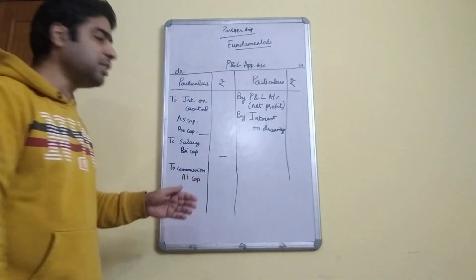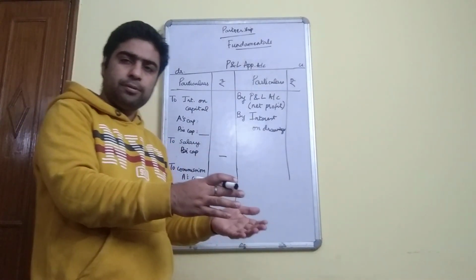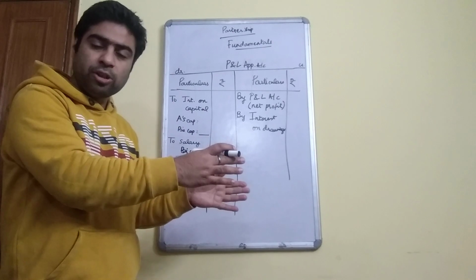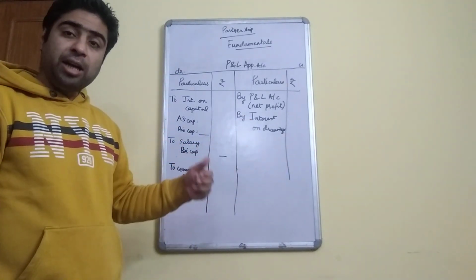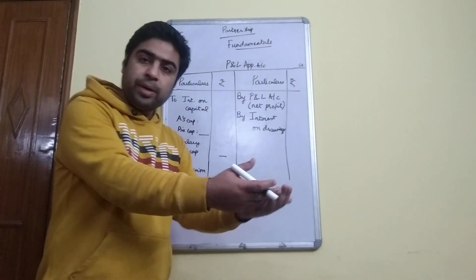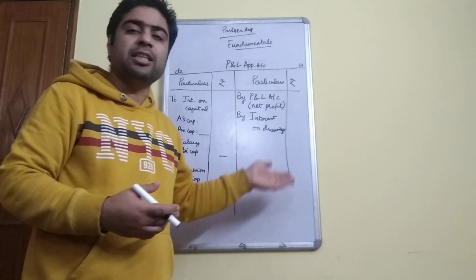Interest on drawings is exactly the opposite of interest on capital. In case of interest on drawings, the partner is withdrawing money out of the firm to meet his expenses.